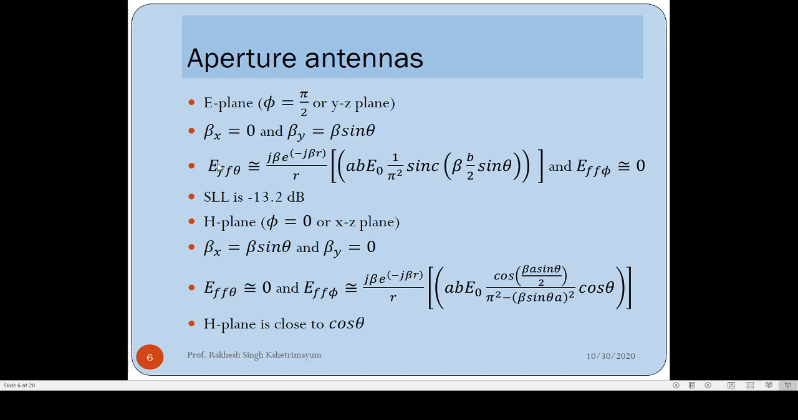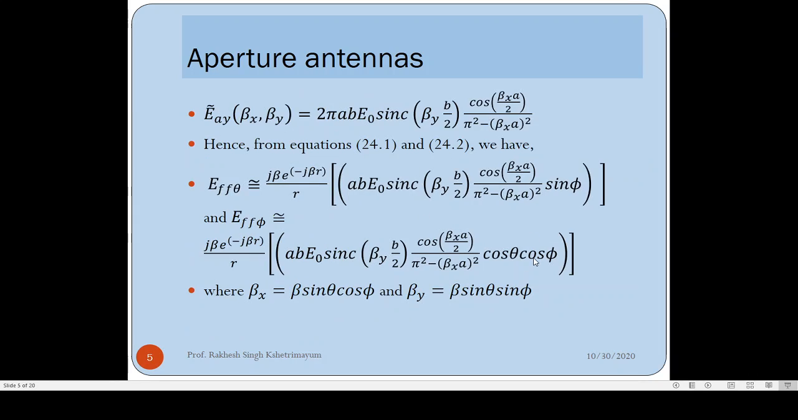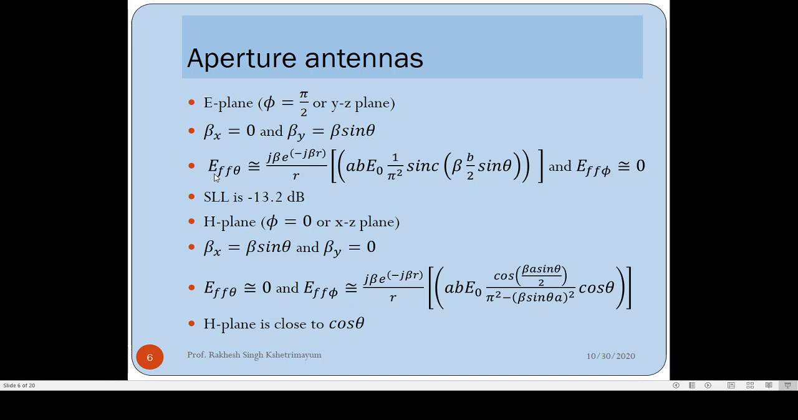So you have the electric field in the far field, which is simply a sinc function. The far field theta component is non-zero but the phi component is 0. That is because phi is pi by 2. So look at this expression here. When phi becomes pi by 2, this becomes 0, everything becomes 0. But for this one, sine of pi by 2 is 1, so this term exists. So the expression for the electric field in the far field for the E plane will have only theta component, and it is dependent on this sinc function here.